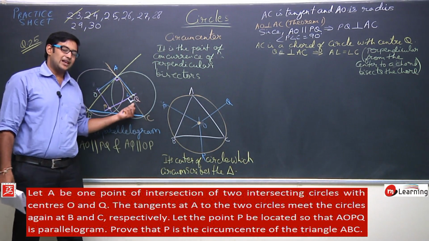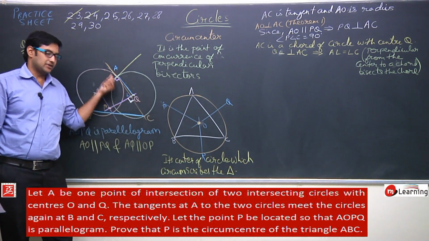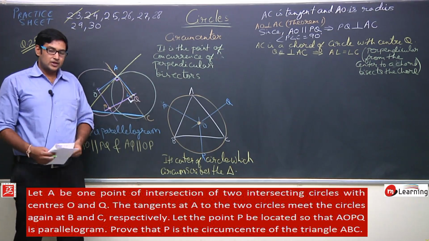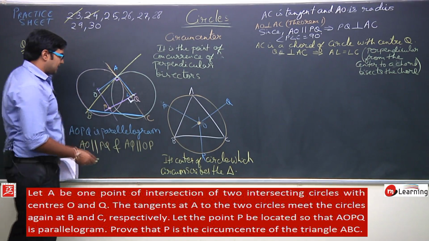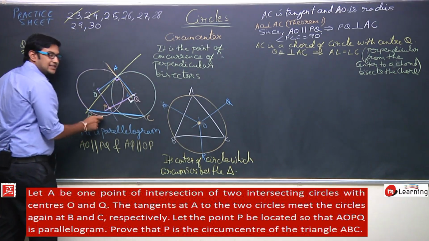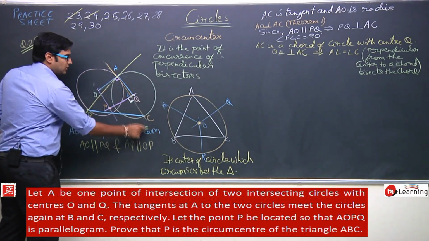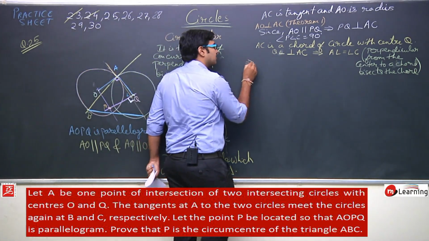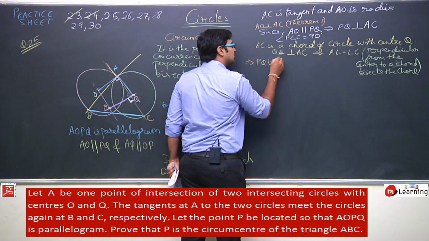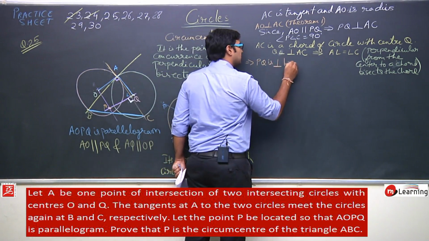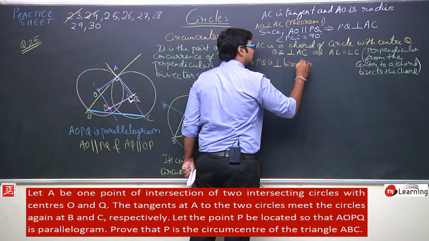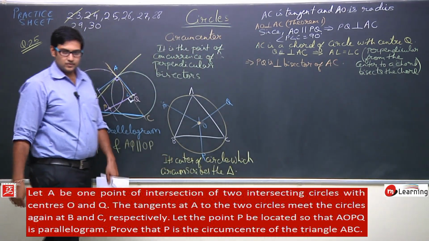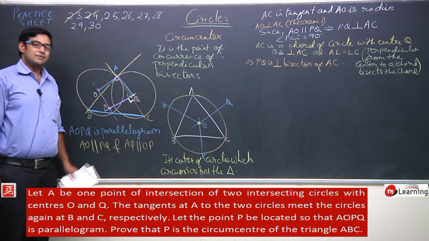It means this QL bisects this AC. QL is bisecting this AC, or I can say this PQ line is basically a perpendicular bisector of AC. So this implies PQ is the perpendicular bisector of AC.